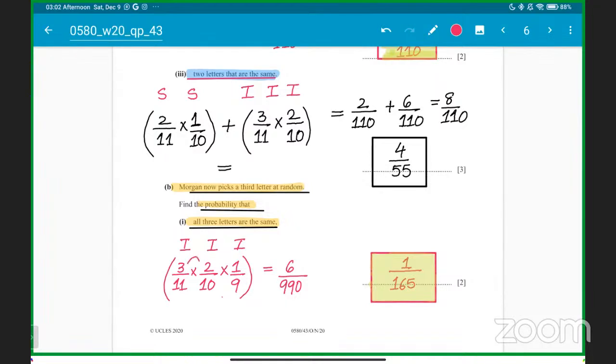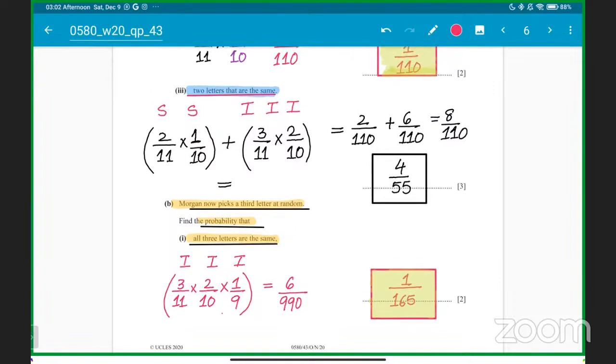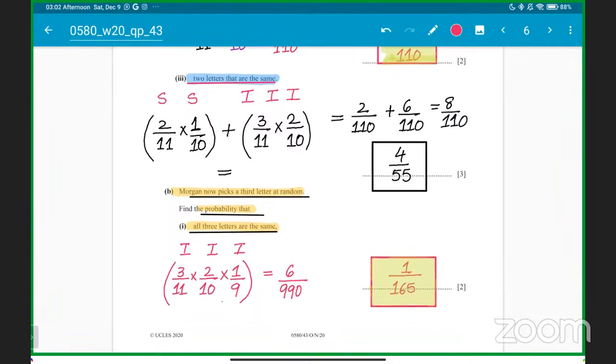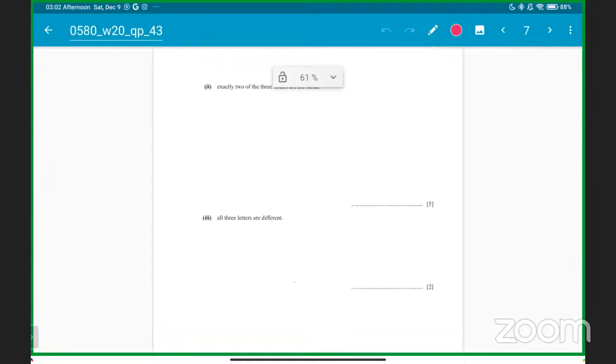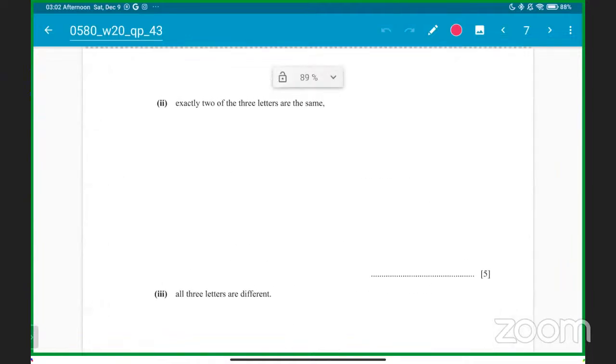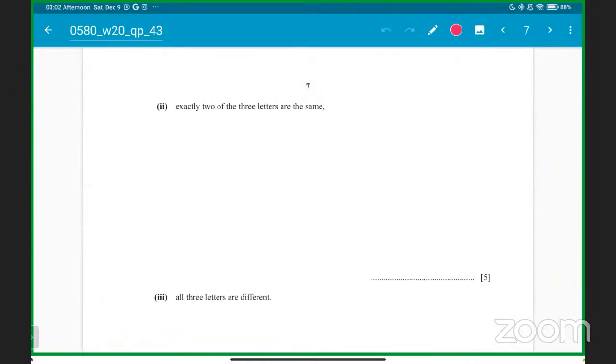And in the numerator, it is your favorable outcome, what you need. So I needed the I's, and there were 3 I's only. So the first one has 3 options. Second, when Morgan went to choose the second option, he had only 2 options to select I. And then for the third one, the last one, there was only one I left. Okay, getting it clear? Yes, sir.